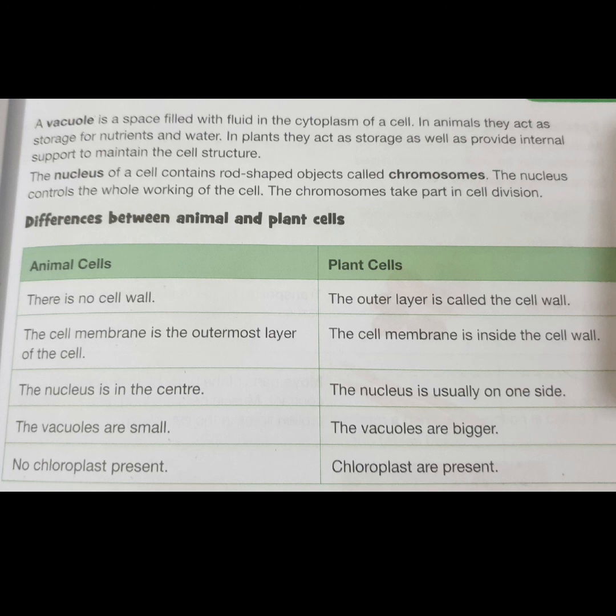The cell membrane is the outermost layer of the cell. The cell membrane is inside the cell wall in plant cells.